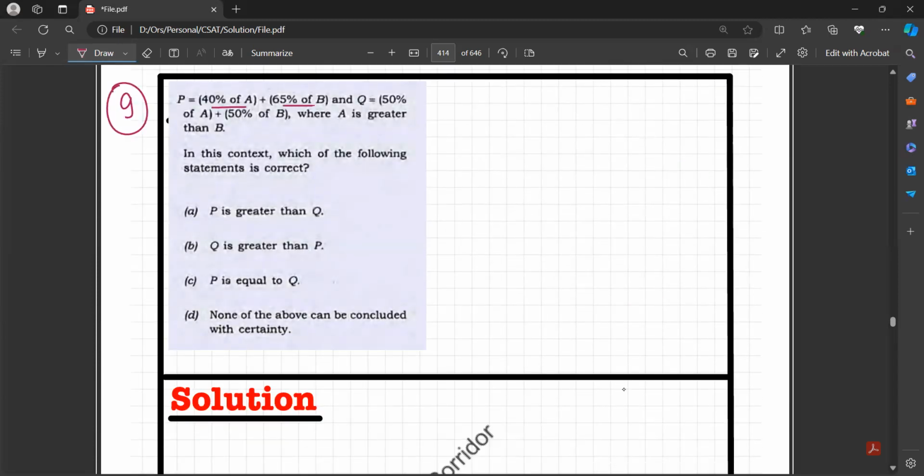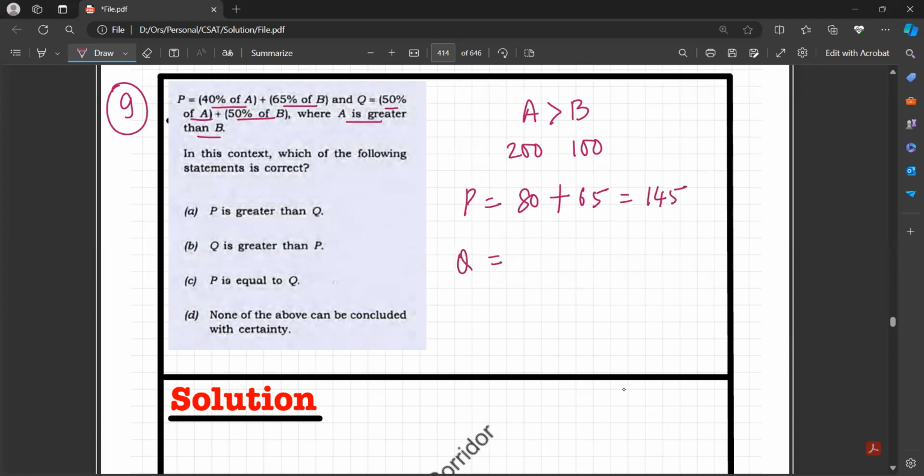P is 40% of A plus 65% of B. Q is 50% of A plus 50% of B, where A is greater than B. If A is greater than B, can I assume A to be 200 and B to be 100? Yes. So P becomes 40% of A, A is 200, so 40% of A will be 80, plus 65% of B, B is 100, which will be 65. So total value will be 145.